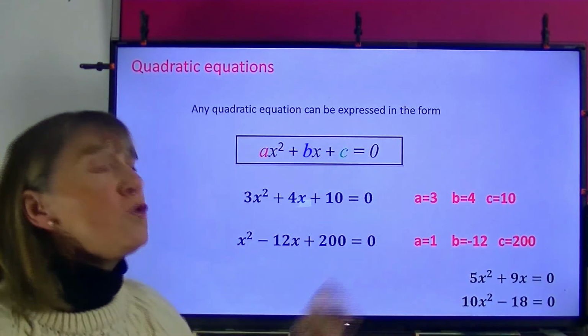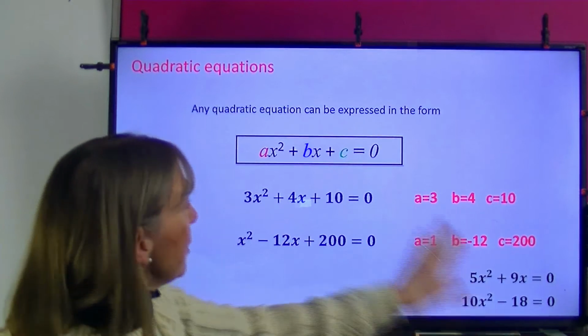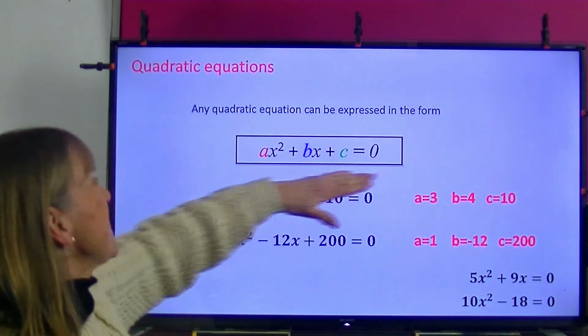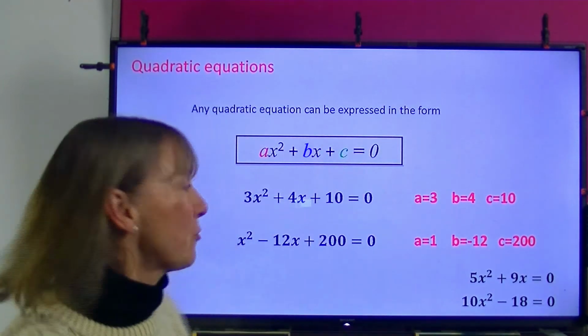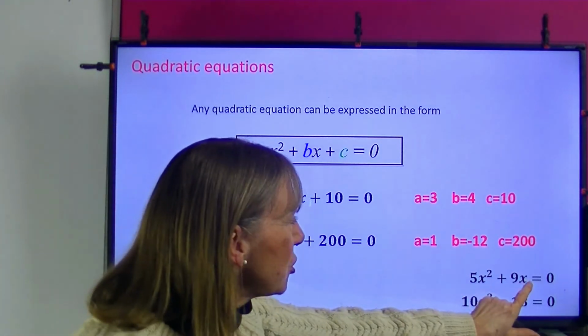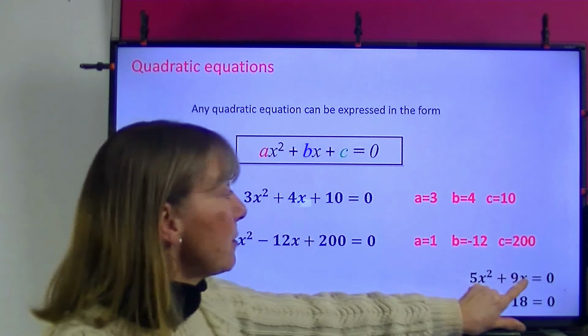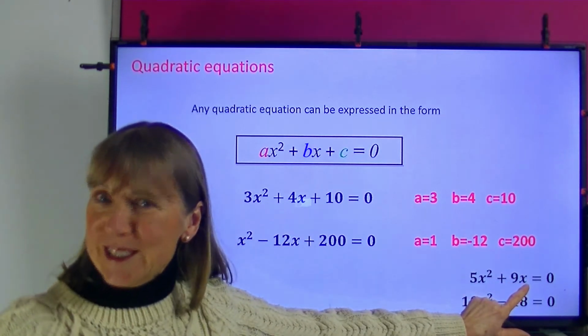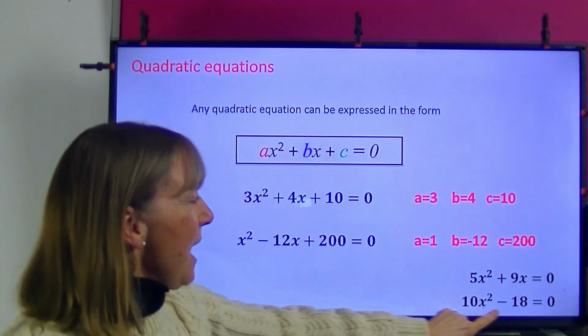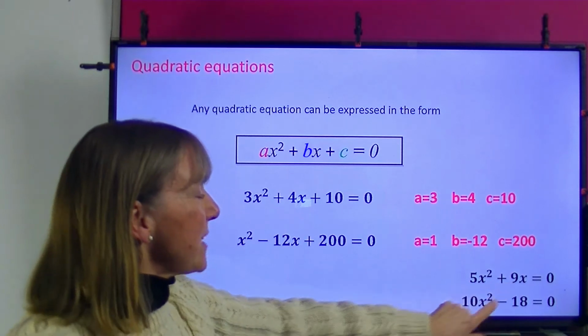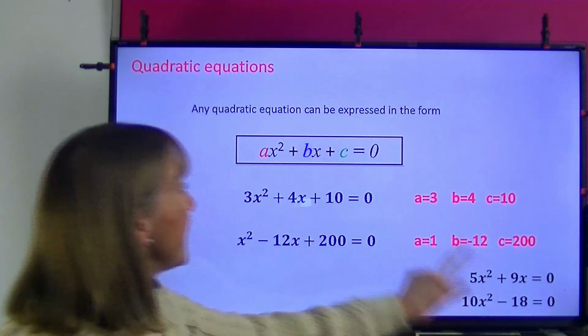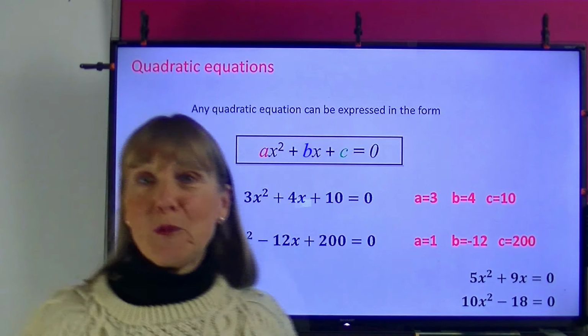So these two are also quadratic equations, but you'll see they don't have the full 3 terms, so this is the classic look of a quadratic equation. But here we haven't got a constant, so you could say, well, c is 0 here because you can't see the constant. Here, we've got a constant, but we don't have just the x term on its own. So we could say that b is 0 if we wanted to solve that one.